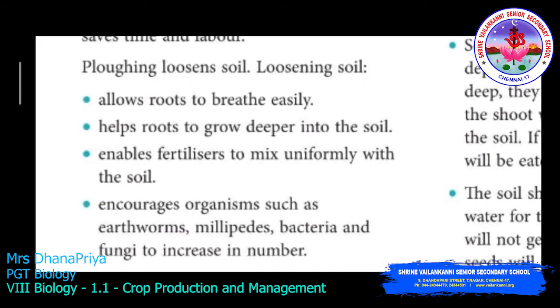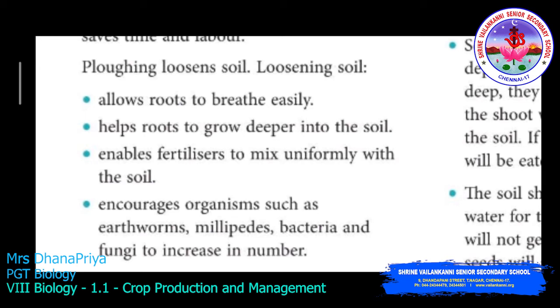Ploughing is a very important activity for the following reasons. It makes the soil loose, so it allows the roots to breathe easily. It helps roots to grow deeper into the soil. Loosened soil also helps roots penetrate better, and here you can see it enables fertilizers to mix uniformly with the soil.